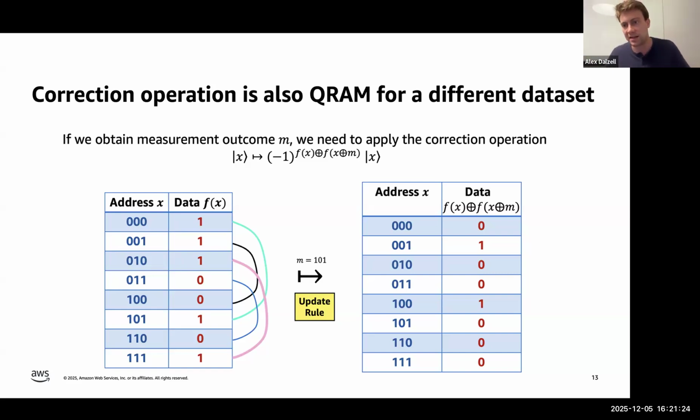On the one hand, it has a simple structure. On the other hand, we do have to touch every entry of the data set in order to implement this update rule. So in some sense, this classical update rule has complexity scaling exponentially in n. But this is just a classical cost. It's not a quantum cost. Nothing quantum is happening in this step. We just update the classical memory to contain this new data set.